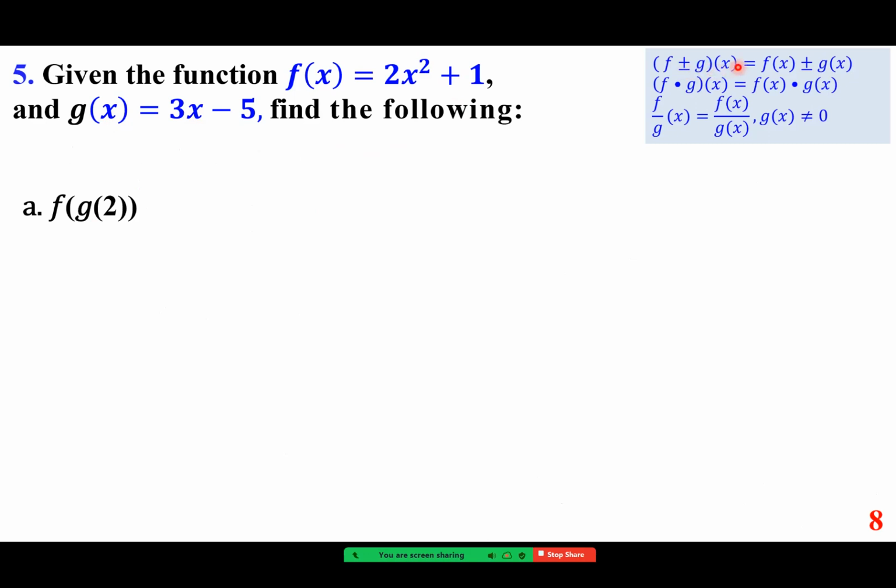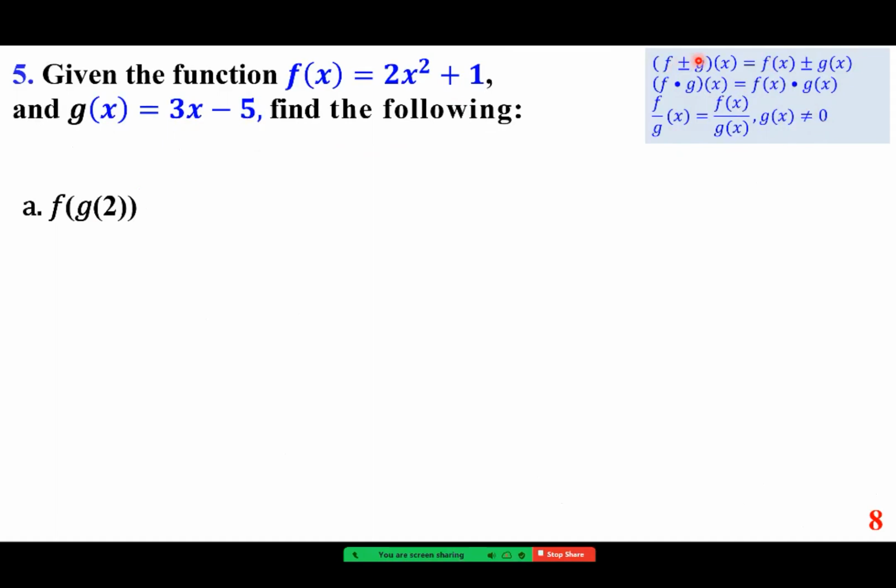F plus g of x is f of x plus g of x. F minus g of x is f of x minus g of x. F g of x is f of x times g of x. F over g of x is f of x over g of x. G of x can't be 0, of course.